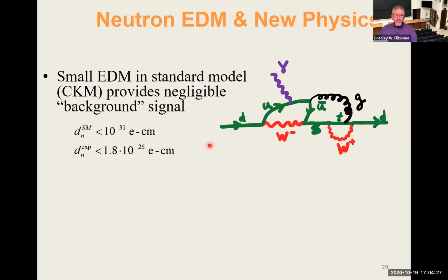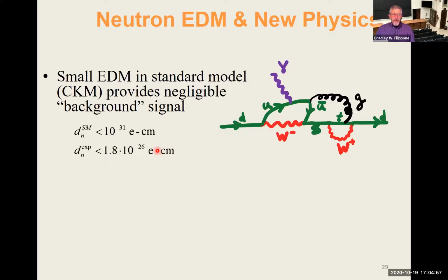However, the standard model dipole moment is tiny. The dipole moment is a charge times a length, and so it is about 10 to the minus 31 e centimeters, which is the unit we always use. The best measurement to date says it has to be less than 10 to the minus 26. So there is something like 5 orders of magnitude, almost 5 orders of magnitude, where there is no standard model contribution, and any EDM you see is new physics.